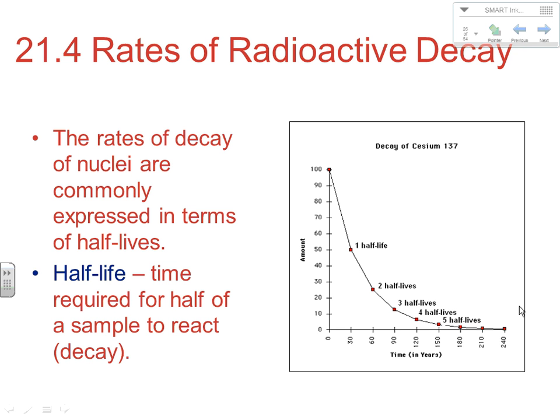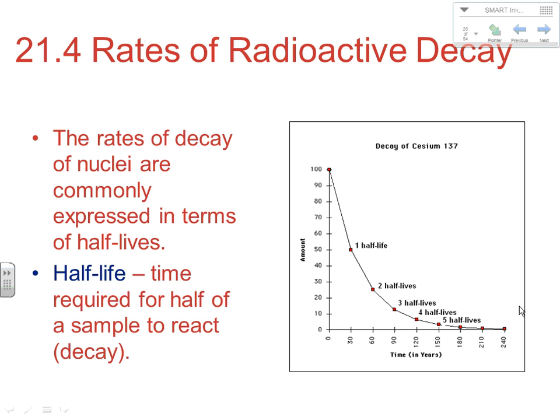Now, the rates of decay of nuclei are commonly expressed in terms of half-lives. This is really a way to kind of dumb down the situation to make it easier to understand what's happening. So when you say after one half-life, it makes it mathematically easier to understand: okay, well then half of it's going to be left. So a half-life is the length of time required for half of a sample to decay or react. And this is what a typical decay first order reaction looks like.